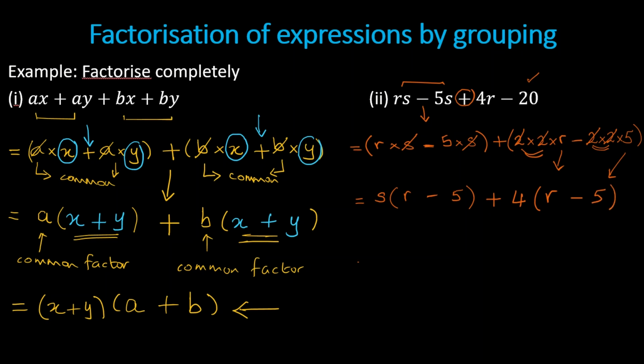Right? And this is the case of compound factors where an expression is common. So the common expression R minus 5 has to be outside the pair of brackets. So we are left with S plus 4. Right? I hope you have understood the second example as well. So we move on with another example.